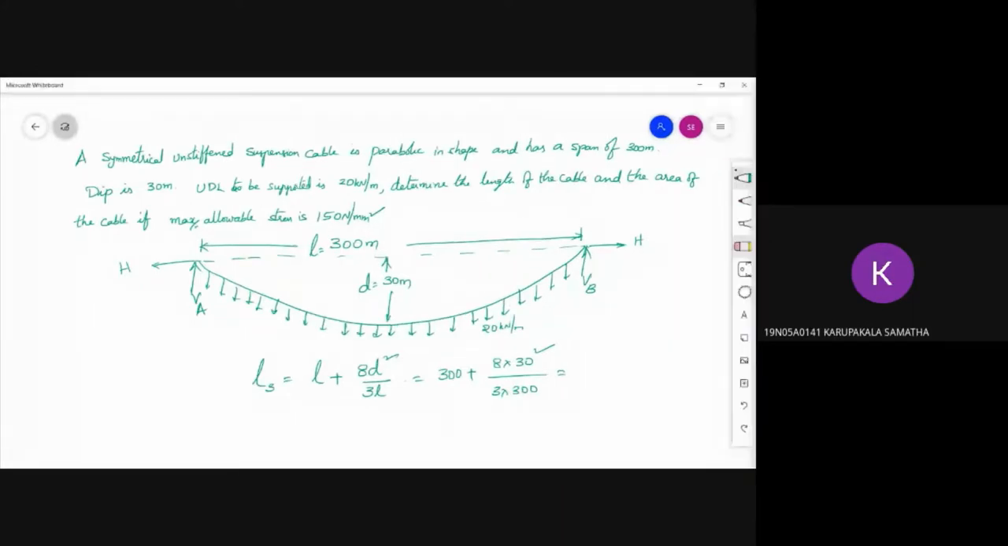So LS, the length of the member, that is the suspension cable, is to be provided for a length of 308 meters. Now the area of the cross section is required. To get the area of the cross section, you require the maximum load by the permissible stress or allowable stress. So here, maximum tension.